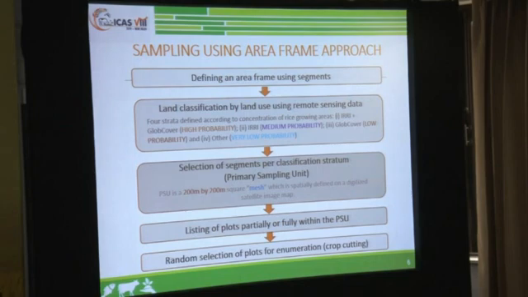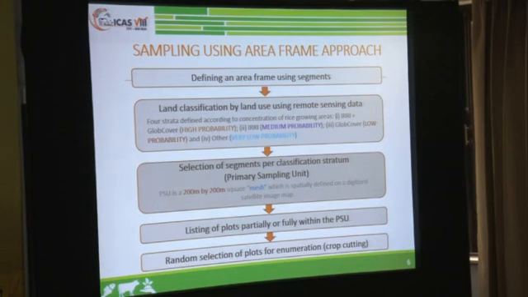The first one is we define the area frame using segments. So we identify the boundaries of the pilot areas that we have identified. The second one is the land classification by land use using remote sensing data. So we categorized our sample meshes into 4 strata. The 4 strata were defined according to the concentration of rice growing areas.